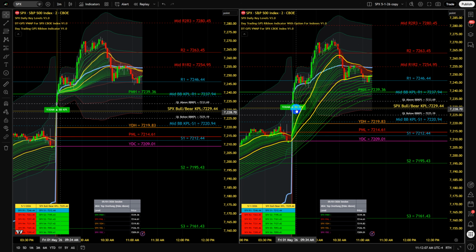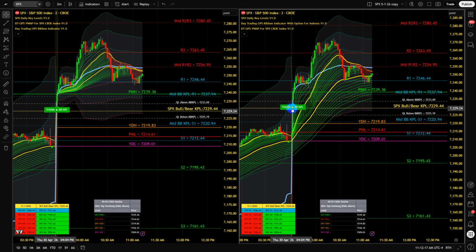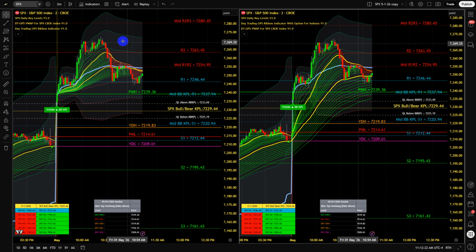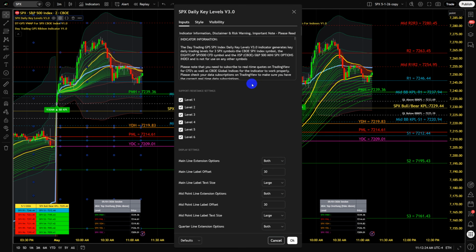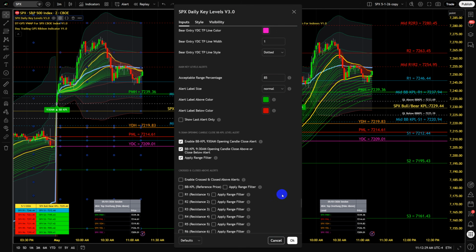Okay, so we have our 9:30 a.m. BBKPL alert. This is an alert for a close above or a close below the BBKPL, and also the close of the candle on the opening candle has to be within the acceptable range. What that means is that there is an acceptable range filter which is set to 85. You can set it above 85 if you want. However, we don't recommend that. 85 is the max. That's why it is set as that as the default.